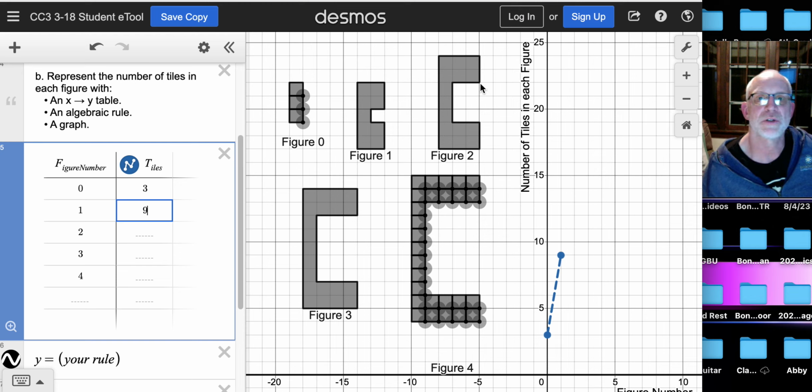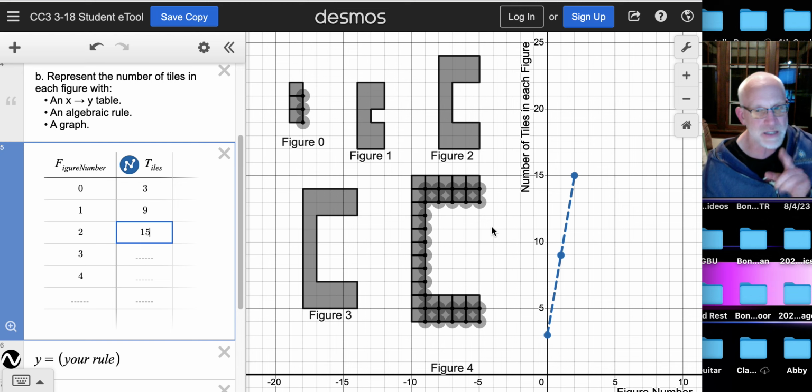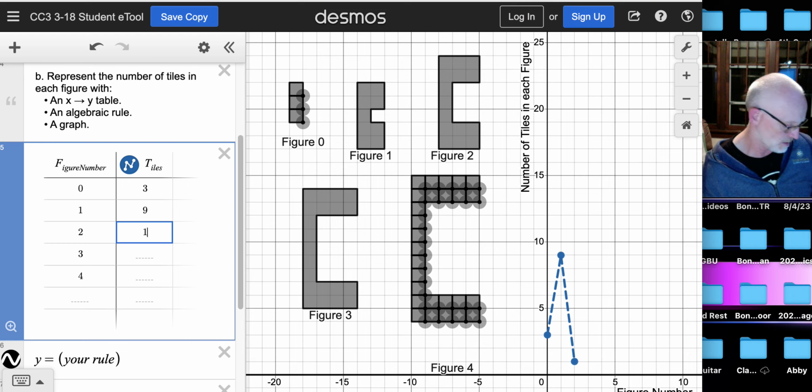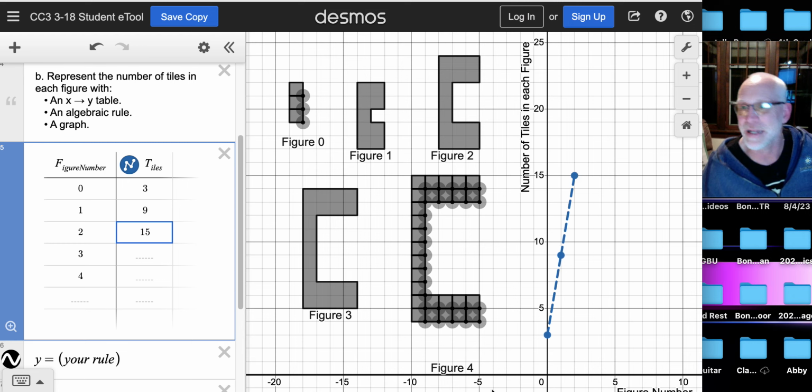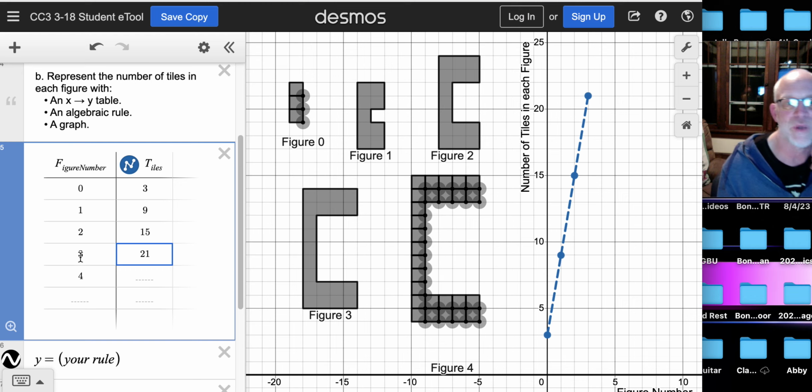Figure 2. 1, 2, 3, 4, 5, 6, 7, 8, 9, 10, 11, 12, 13, 14, 15. We have 15. And we can tell this is working because if I had a different number, like 16, maybe it wouldn't work. But I can see that everything looks linear, right? It looks like it's in a straight line. So 2 over 15. I look at figure 3. 1, 2, 3, 4, 5, 6, 7, 8, 9, 10, 11, 12. Then I count this. 13, 14, 15, 16, 17, 18, 19, 20, 21. So we went over 3, up 21. Over 3, up 21. All right, so far so good.